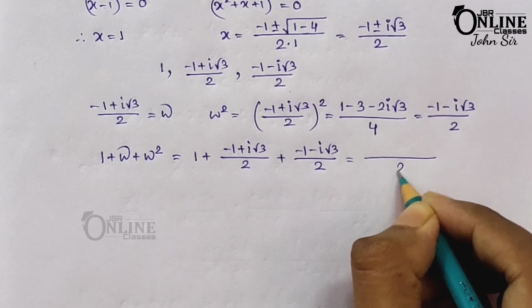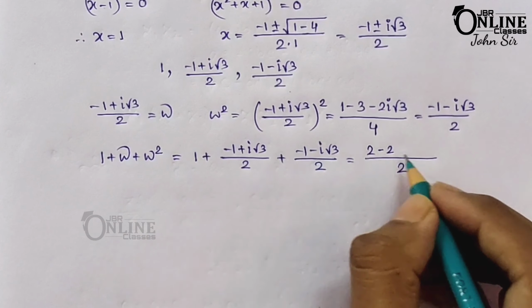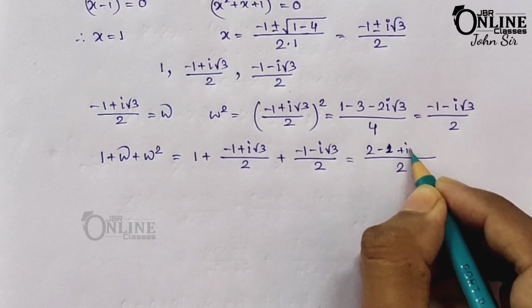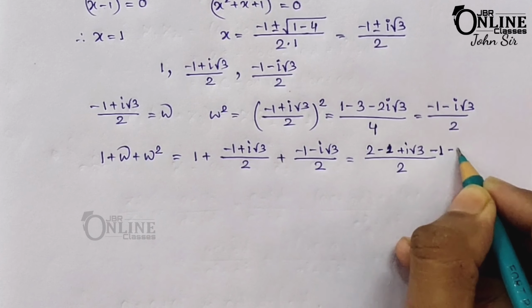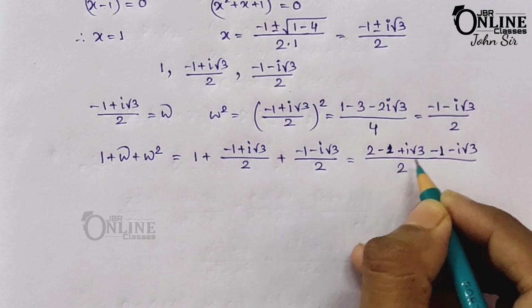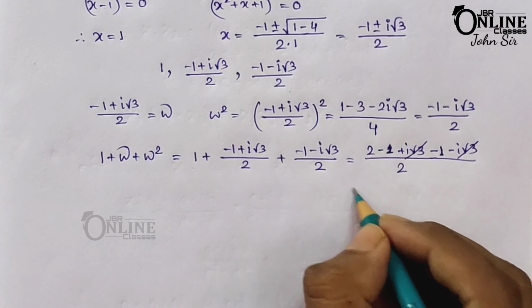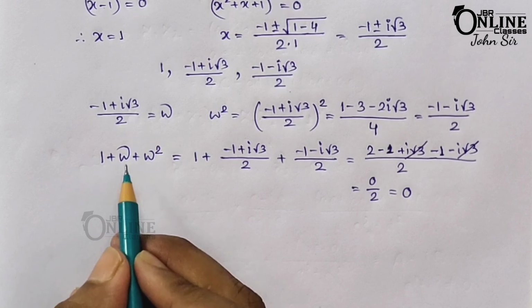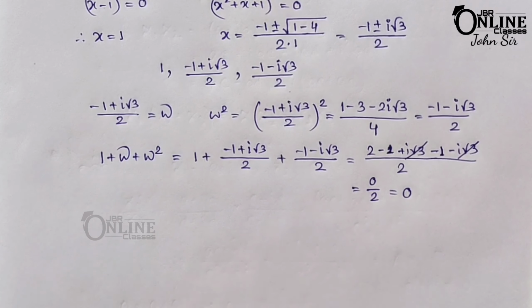So the LCM will be 2, then 2, then minus 2, sorry, because here minus 1, it will be minus 1 not minus 2, then plus i root 3 minus 1, and then again minus i root 3. So i root 3 cancels out, here minus 1, here plus 2, so it will be 0 by 2, and that equals 0. That means 1 plus omega plus omega square equals 0.